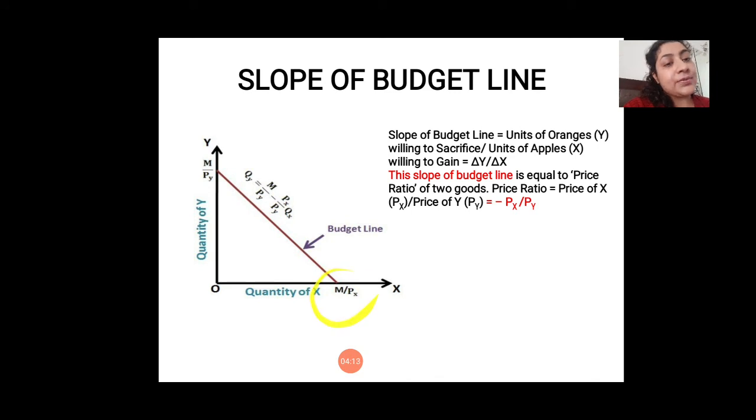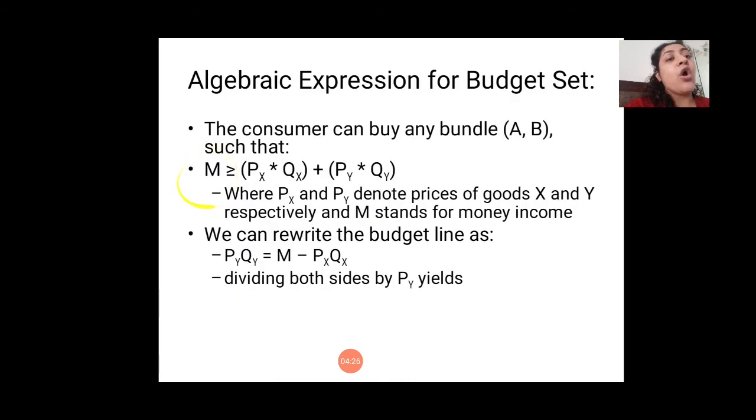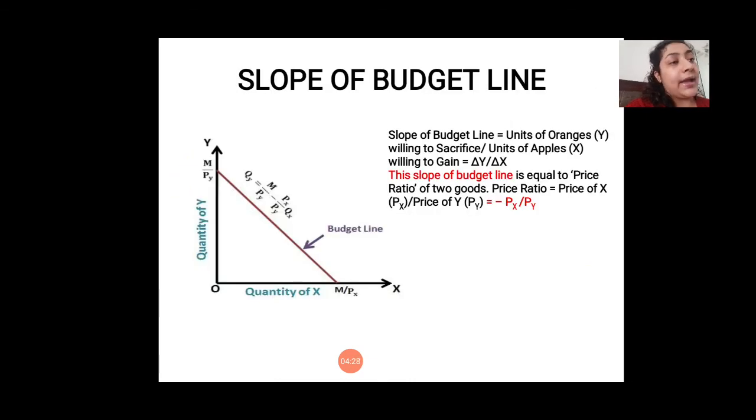This point represents m by px, which shows that the consumer is spending all the income on buying good x, and here it shows the consumer is spending all the income on buying good y.